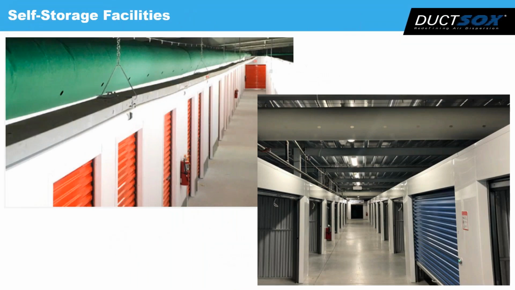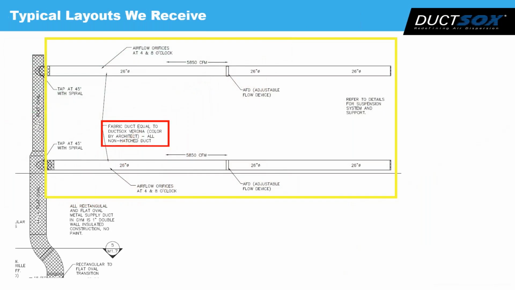More examples, some storage facilities. Like I said, very tight spaces where you might not think you can fit duct, you can squeeze some Ductsox in there as well. So here's the typical layout. This is something that we can get. If you have something like this, you can send it to us. We can work with Ductsox.